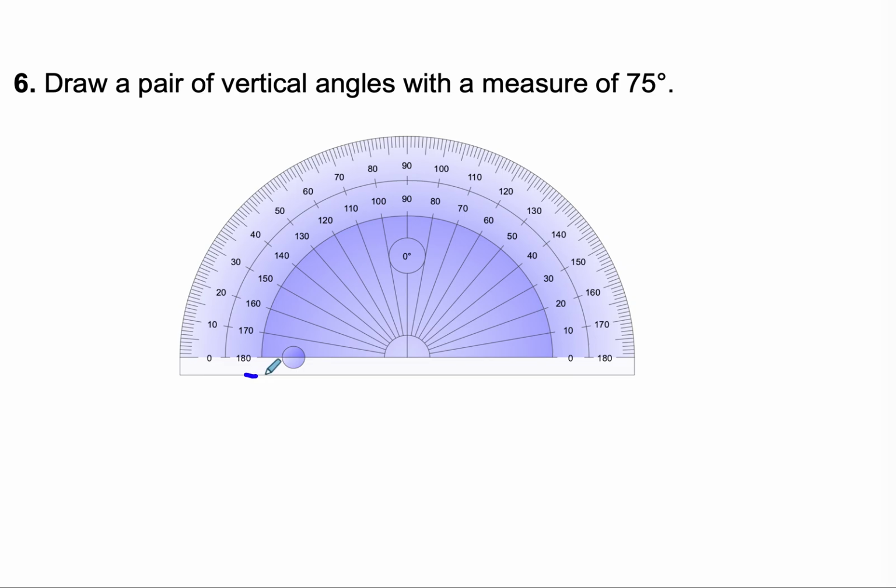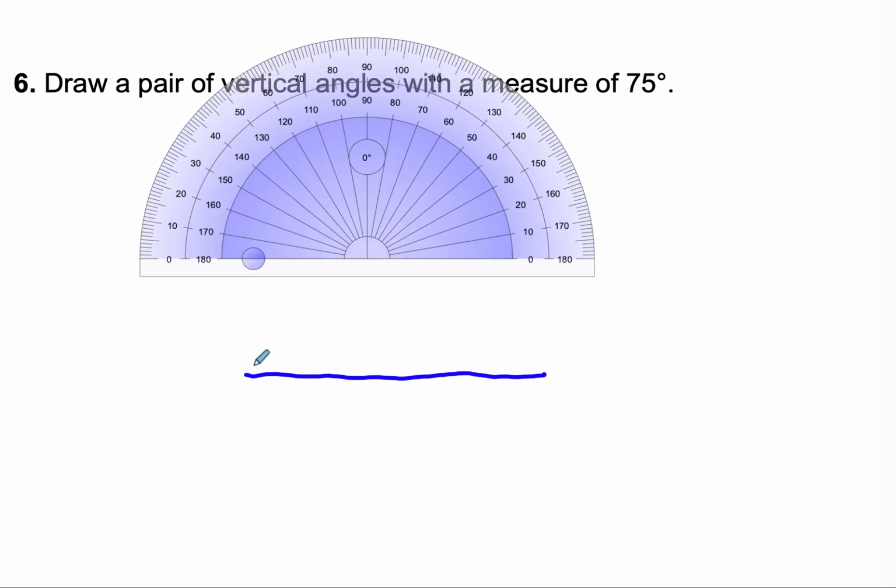Again, first step, we're going to use the bottom of our protractor to draw a nice, neat, straight line. Then you're going to draw some arrows on the ends of your lines and pick a point to be your middle point.